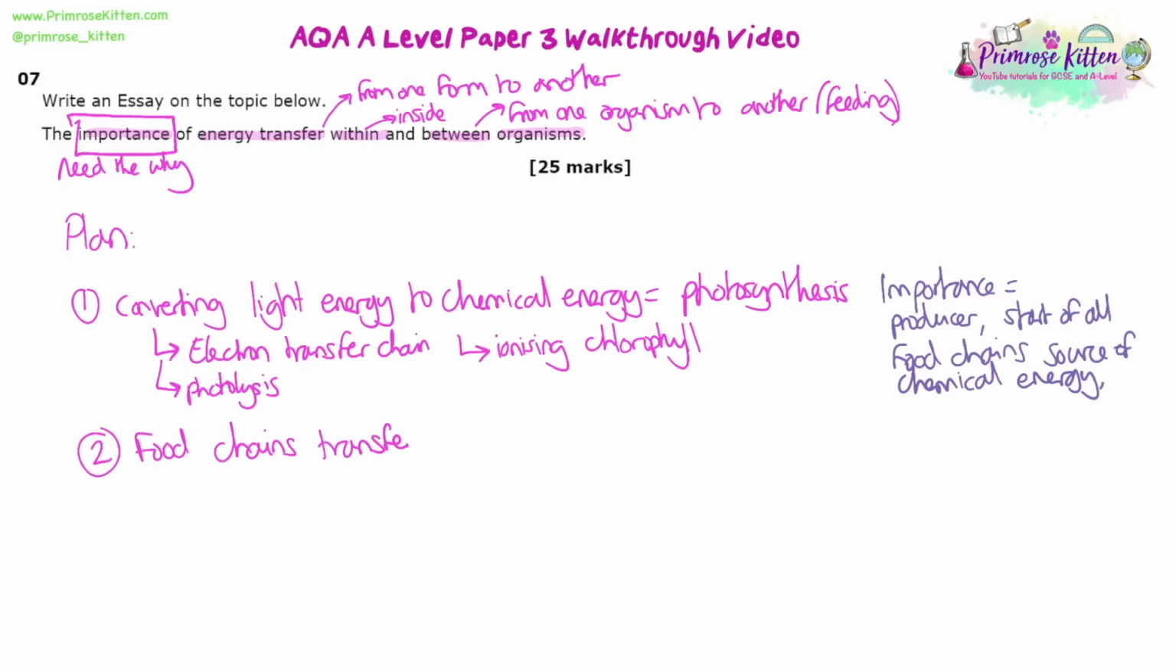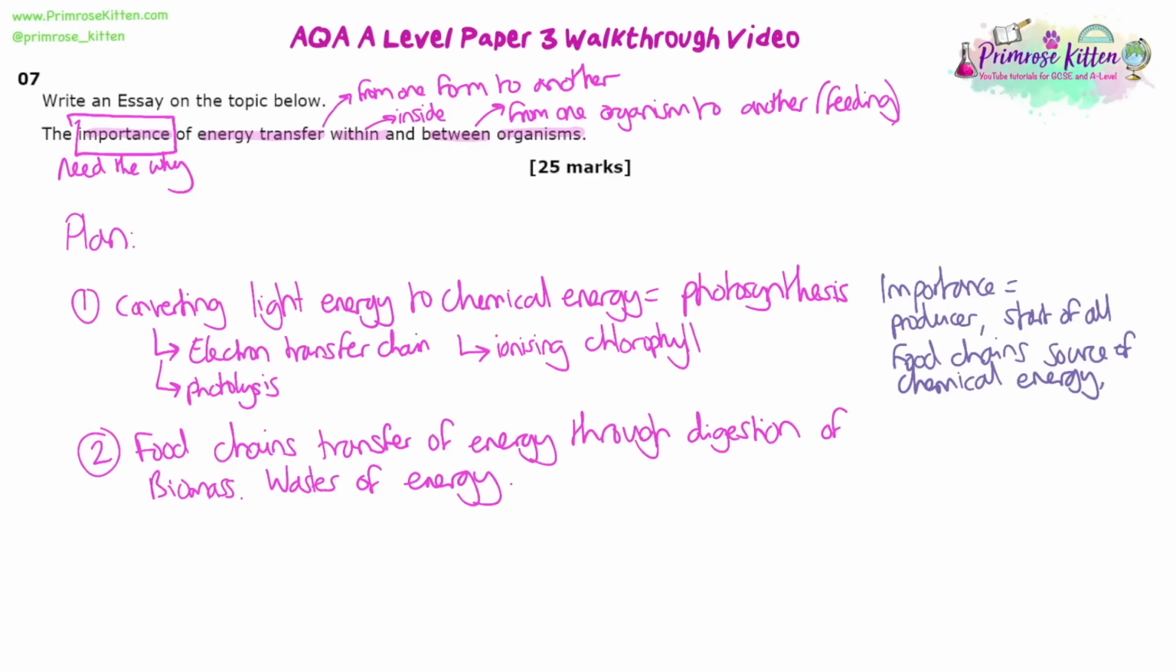So obviously the importance of photosynthesis in general is how producers start all food chains. They are the source of chemical energy for every consumer. So if we didn't have plants doing that process, we wouldn't have chemically available energy in the form of glucose. So then I'm thinking about transferring from producers to consumers, because that covers my between organisms, and I get that in early in the essay, which means I'm definitely going to have time to cover it.